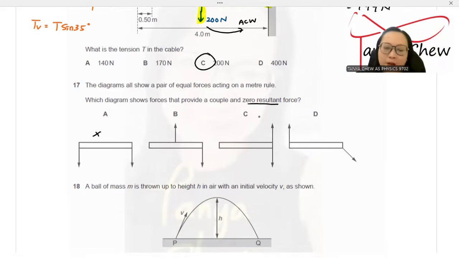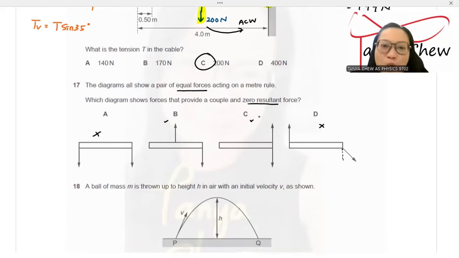Eliminate the answers first. B: these are all equal forces, so the upward force is balanced by the downward force. So B could be the answer. C: the upward force is balanced by the downward force. C could be the answer as well. D cannot be the answer because there is an angle right here, so you have to resolve into the horizontal component and the vertical component. D will not give you zero resultant force. So it's either B or C.